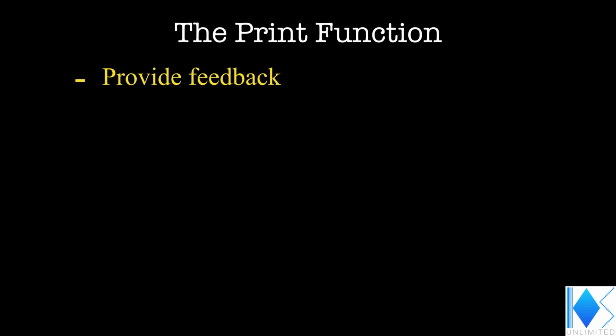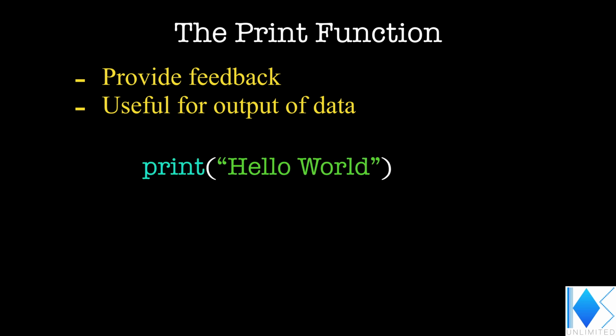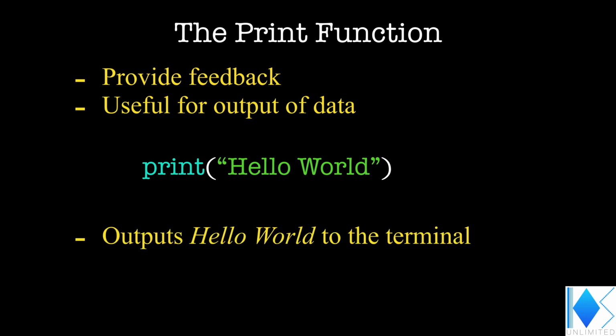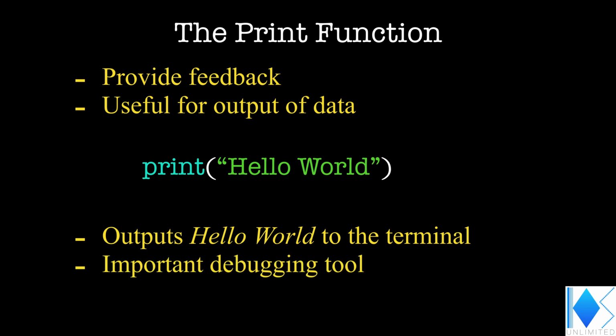The print function in Python is a way to provide users with feedback. It is useful for output of some data to the terminal. This code gives the output "Hello World" to the terminal. This is the most basic example used in coding. The print function can be used to give output to the user, but is also a very important debugging tool.